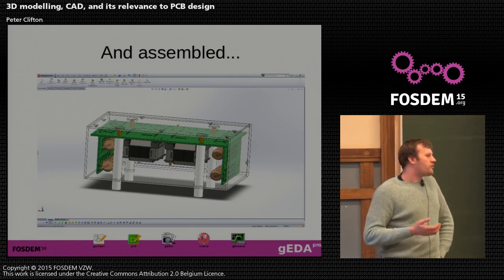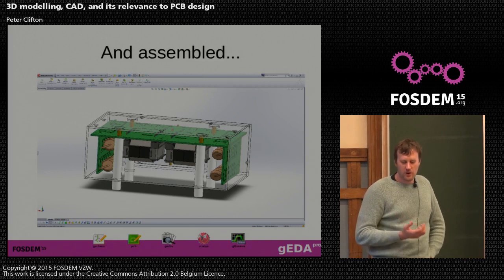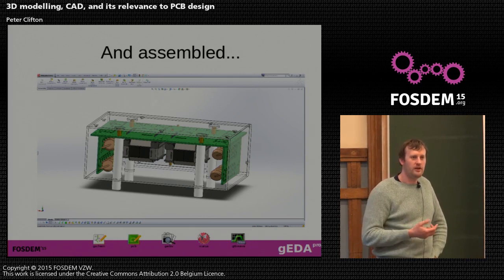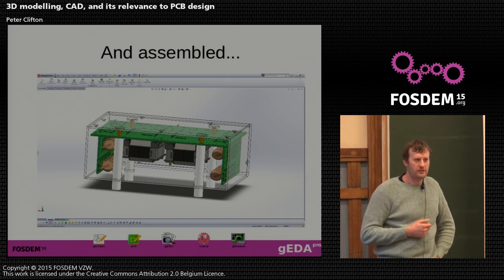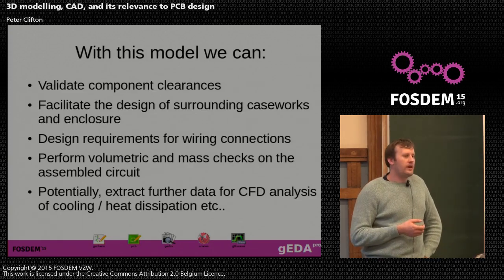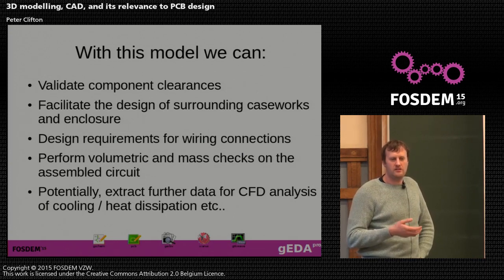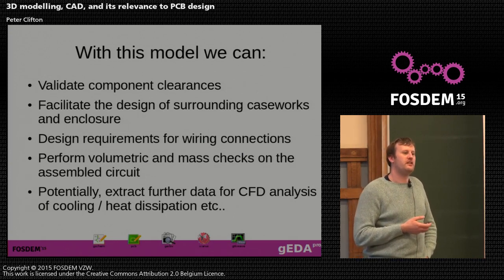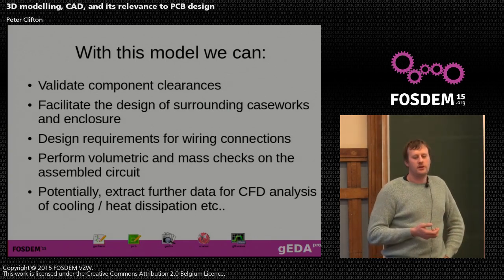So once you've got a 3D model, you're able to perform a load of design checks. So validating component clearances was one of the cases in my case where I was interested. We can facilitate designing surrounding caseworks, in this case, enclosures and the rest of the product around the electronics. We can have a look at where our connectors need to be, and the example will progress onto a little design case study for a flexible circuit in this application. And you can do some other checks.